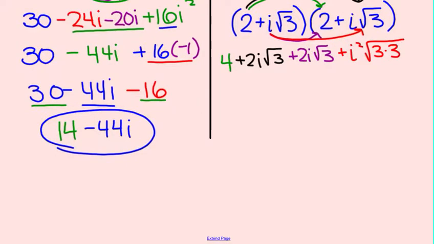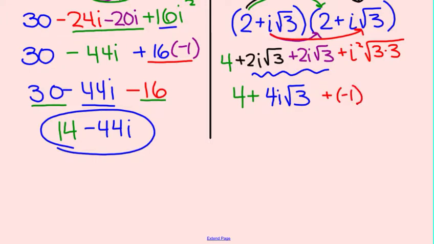Now we have some simplifying to do. We can combine like terms here. 2i square root of 3 plus 2i square root of 3 is 4i square root of 3. And then we still have this plus 4 in the front. Now over here in the red, that i squared can be replaced with a negative 1. And then 3 times 3 is 9.